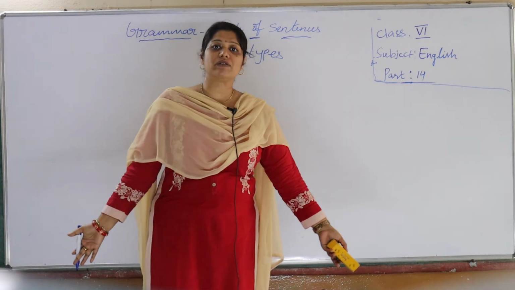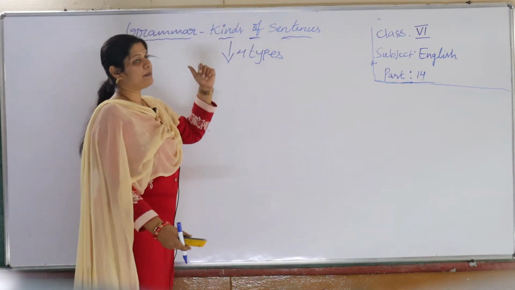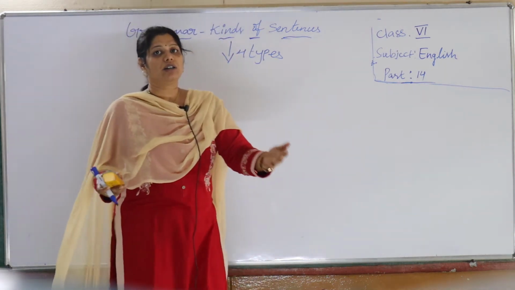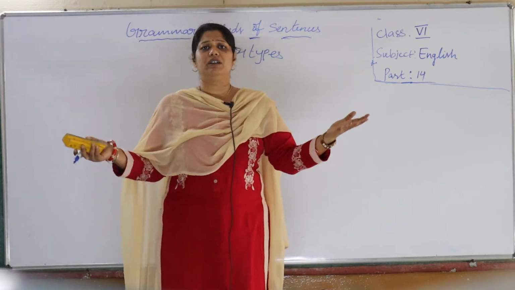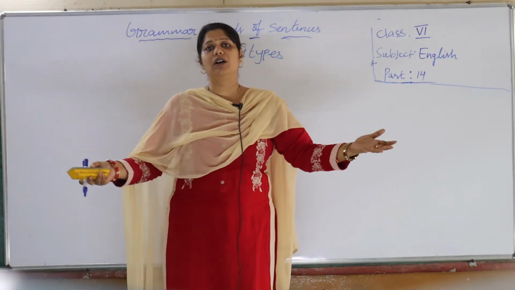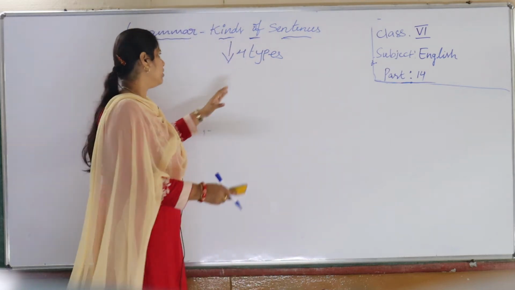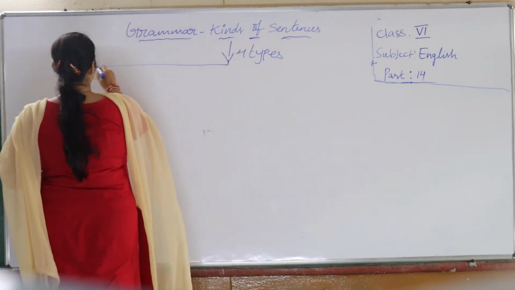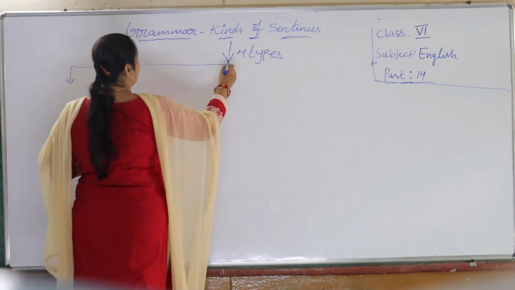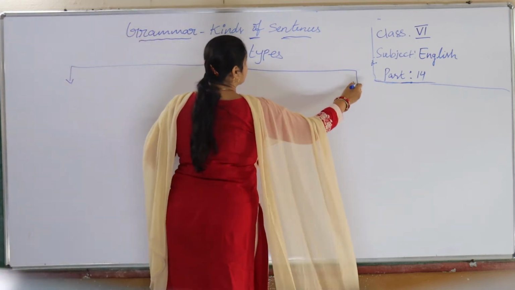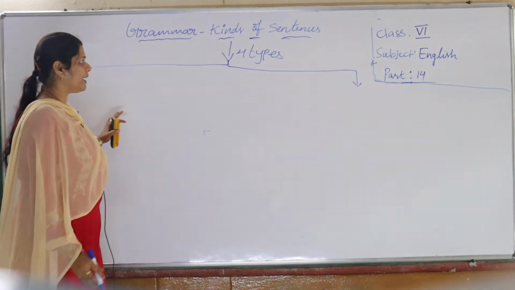There are how many kinds of sentences children? 4 types. Okay, yes, because whatever we speak, whatever we talk, those sentences are categorized into how many? 4. So what are they? We are going to see in this grammar discussion. Understood our topic, I hope.